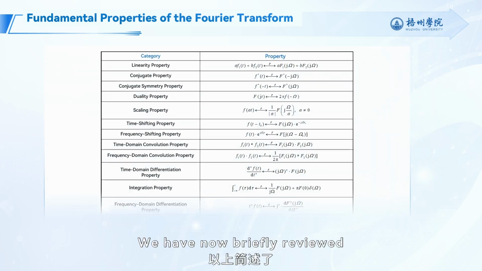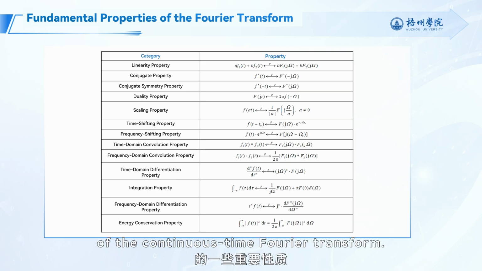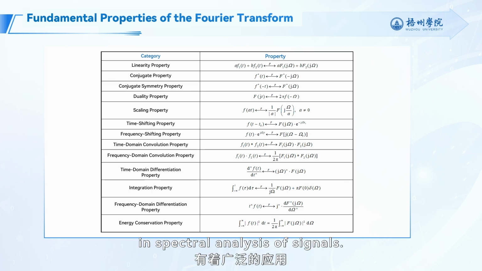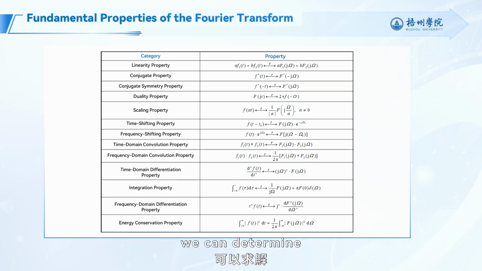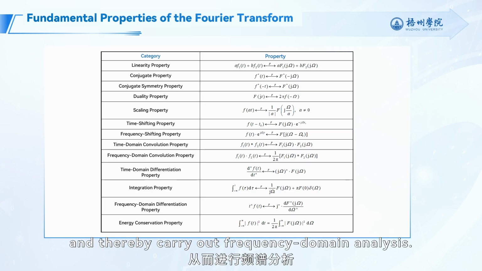We have now briefly reviewed several important properties of the continuous time Fourier transform. These properties are widely applied in spectral analysis of signals. By combining these properties with the spectra of commonly encountered signals, we can determine the spectra of more complex signals and thereby carry out frequency domain analysis.